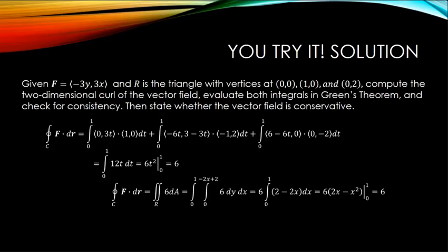The closed integral over C of F dot dr is equal to the double integral over R of 6 dA. This is equal to the integral from 0 to 1 of the integral from 0 to negative 2x plus 2 of 6 dy dx. This is equal to 6 times the integral from 0 to 1 of 2 minus 2x dx, which is equal to 6 times the quantity 2x minus x squared evaluated from 0 to 1. My result is 6. Both integrations give me the same value and they are consistent, but the vector field is still not conservative because my curl was 2x, which is not 0.